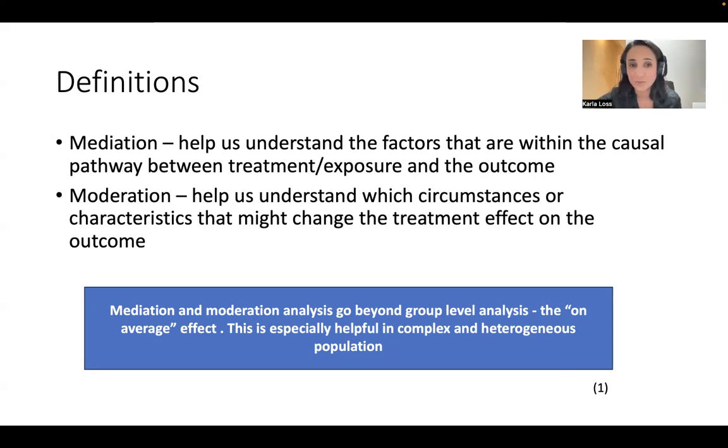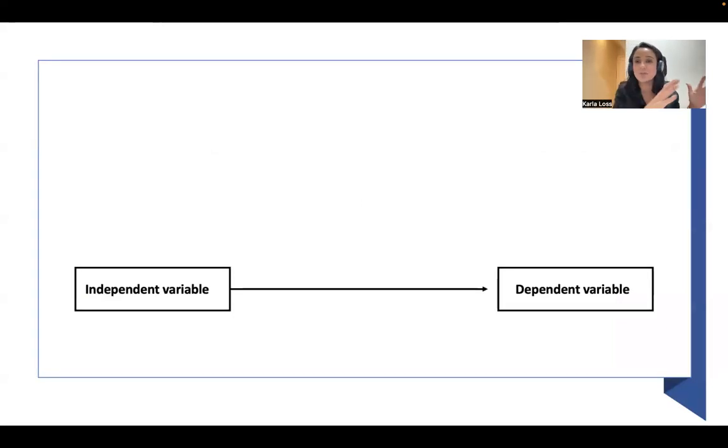Importantly, mediation and moderation analysis go beyond group level analysis. The on average effect, especially with moderation, we are not interested in the on average pooled group effect anymore. This is especially helpful in complex and heterogeneous populations. Why? Because especially in these heterogeneous populations, we should expect that a drug or an intervention will act differently in different populations or subgroups. So we are starting here with one independent variable, drug, surgical procedure, or non-pharmaceutical intervention or exposure on the outcome.